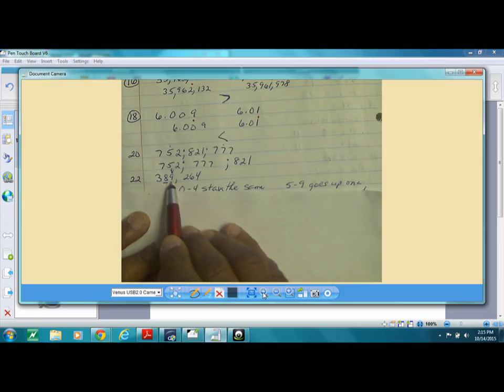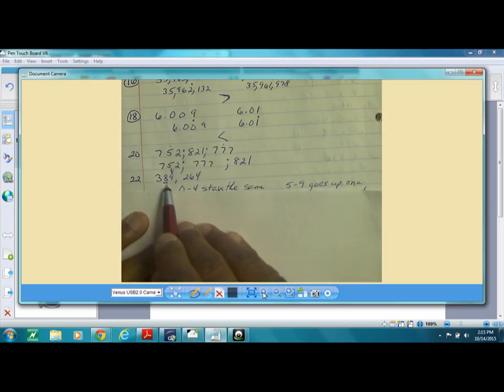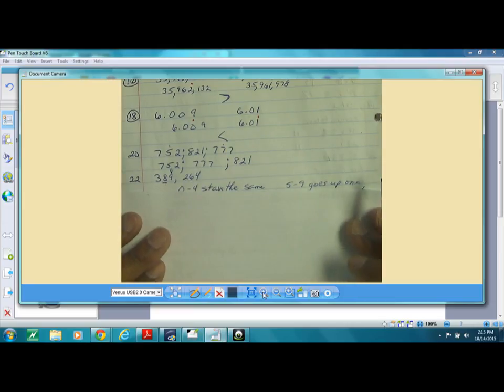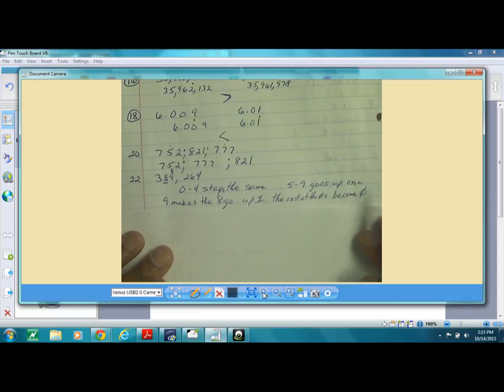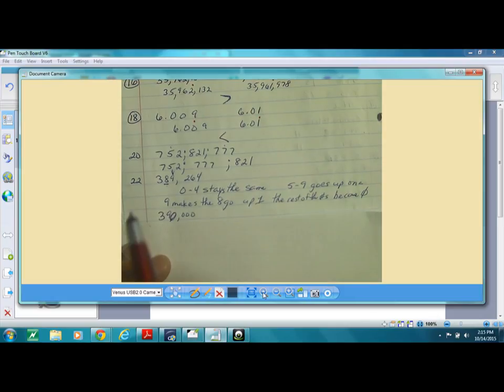So we look back at the thousands place. The 9 falls under 5 to 9. That means that the 8 goes up 1. That means we write the 3, we write a 9 right here, and all the rest of these become 0, 0, 0, 0. Well, what did you say, Mr. Green? That's so confusing. The 9 makes the 8 go up 1. The rest of the numbers behind that become a 0. 390,000 is how you round this number.